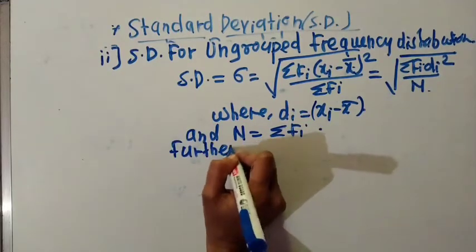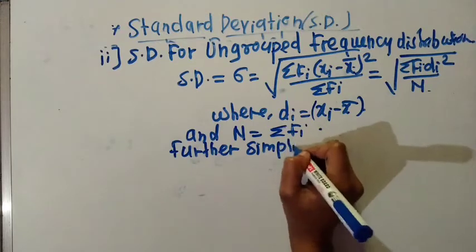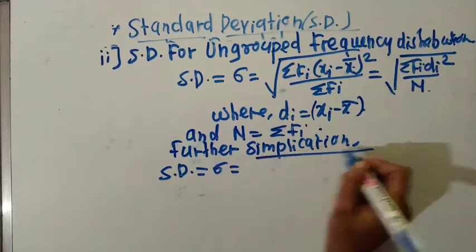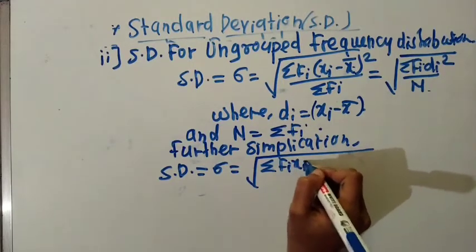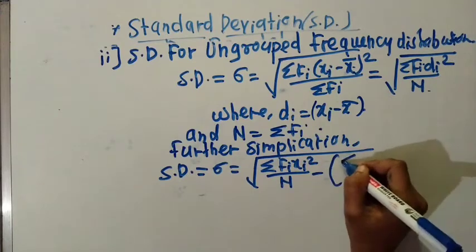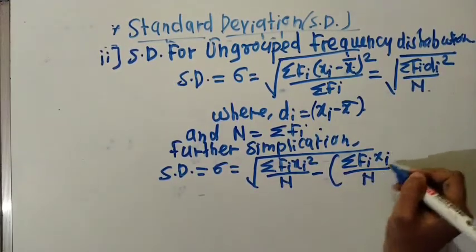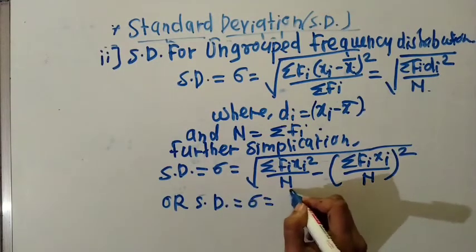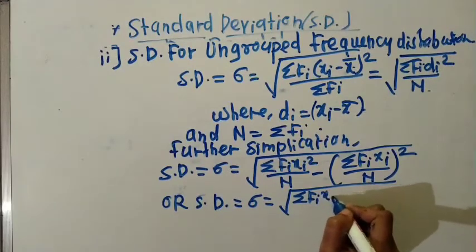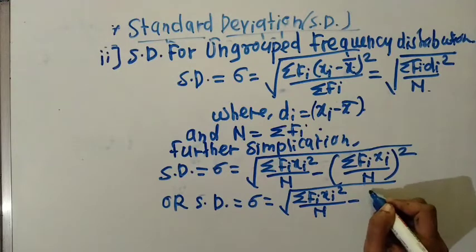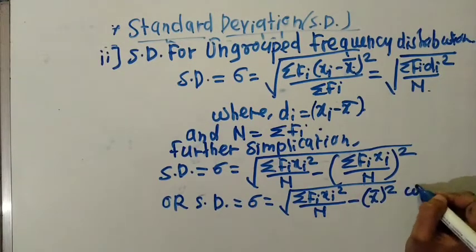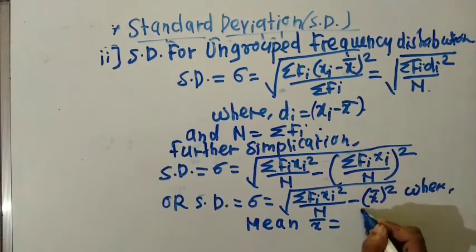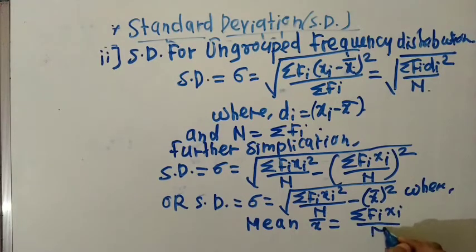Further simplification gives standard deviation sigma is equal to root of summation of fi xi square upon n minus summation of fi xi upon n, whole square, or standard deviation is equal to sigma is equal to root of summation of fi xi square upon n minus x bar square, where mean x bar is equal to summation of fi into xi upon n.